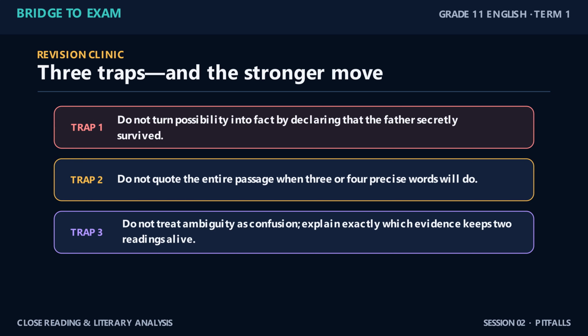Trap 3. Do not treat ambiguity as confusion. Explain exactly which evidence keeps 2 readings alive. Preserve precision by naming what remains limited, conditional, or unresolved. Revision is not decoration added after thinking. It is where the reasoning becomes visible enough for another reader to test.